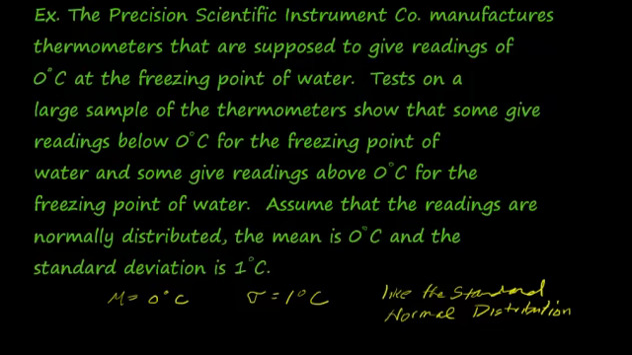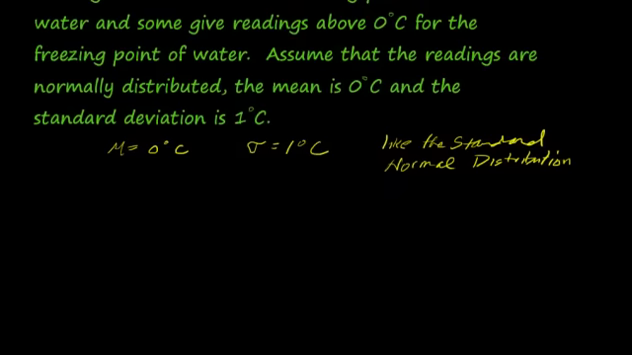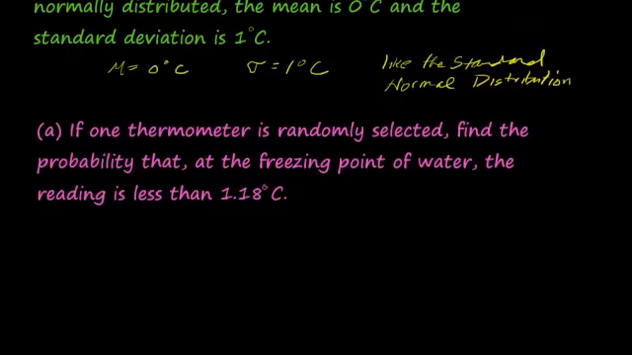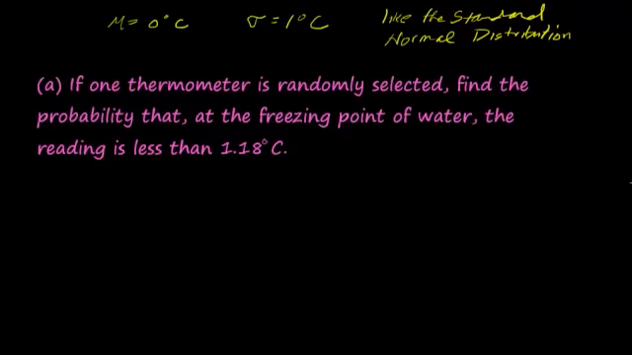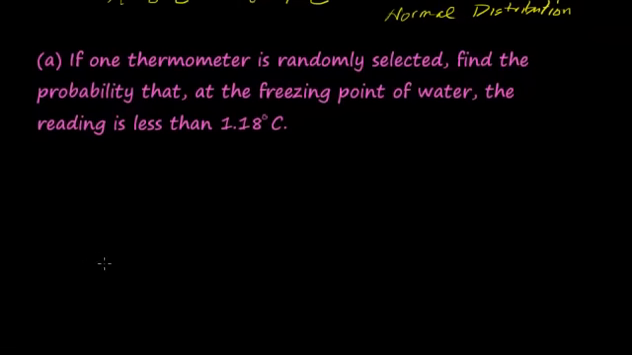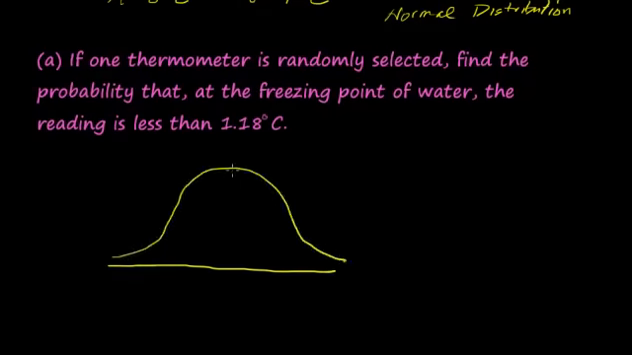So given this information, we might be asked a question such as, if one thermometer is randomly selected, find the probability that at the freezing point of water the reading is less than 1.18 degrees Celsius. So we'll start with a normal curve. Okay, and we said that our mean is 0, and we're interested in a reading less than 1.18. Well, where would that be? It would be to the right of zero somewhere. So I'm just going to pick a point right here, 1.18.